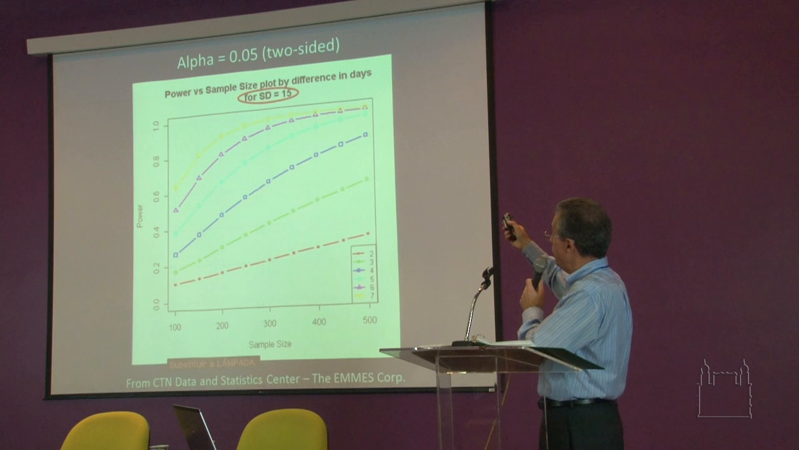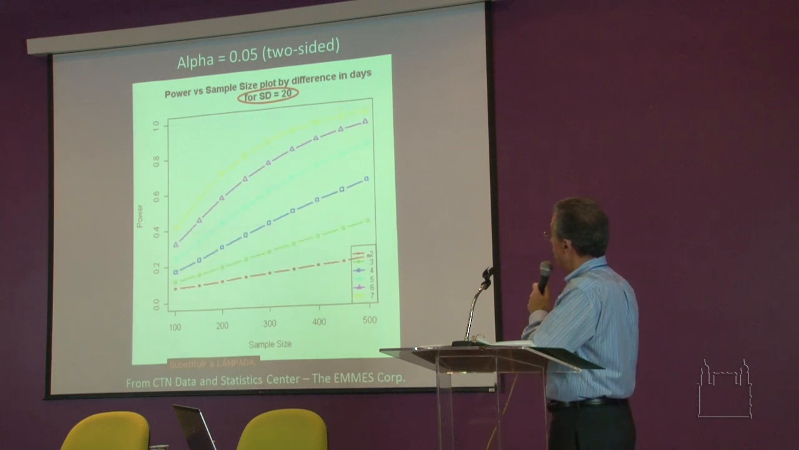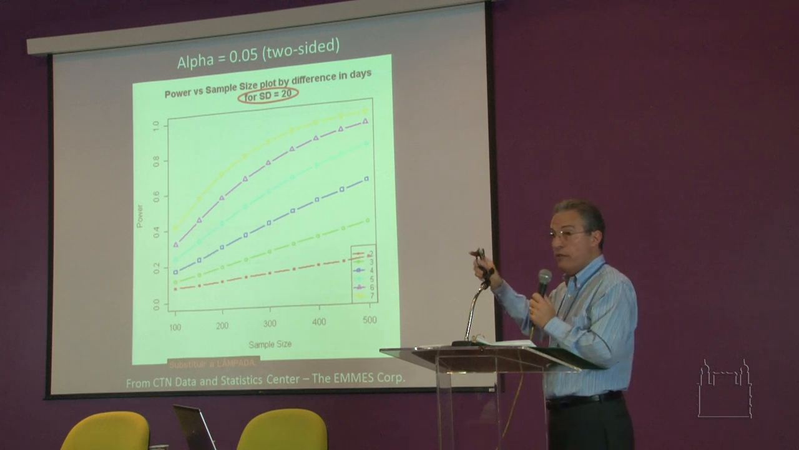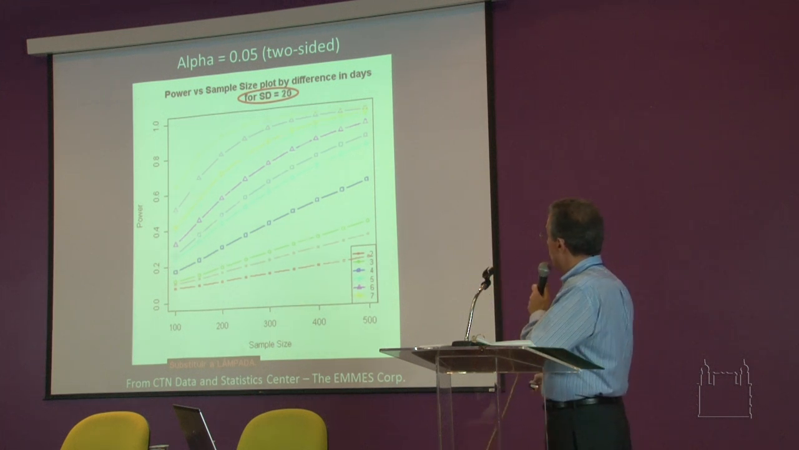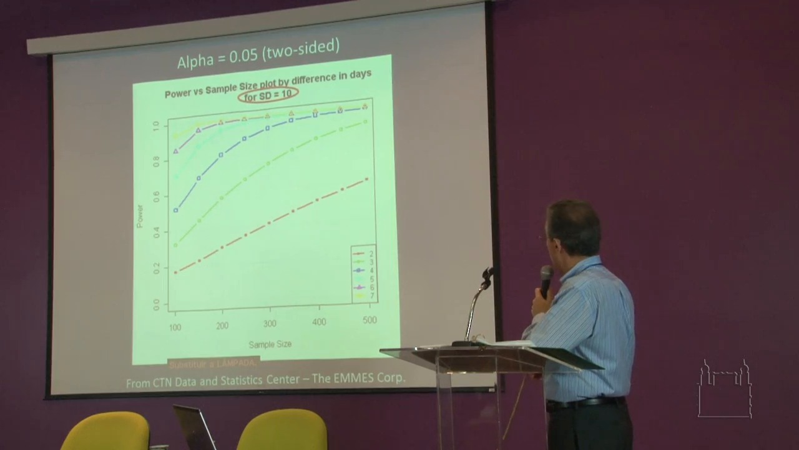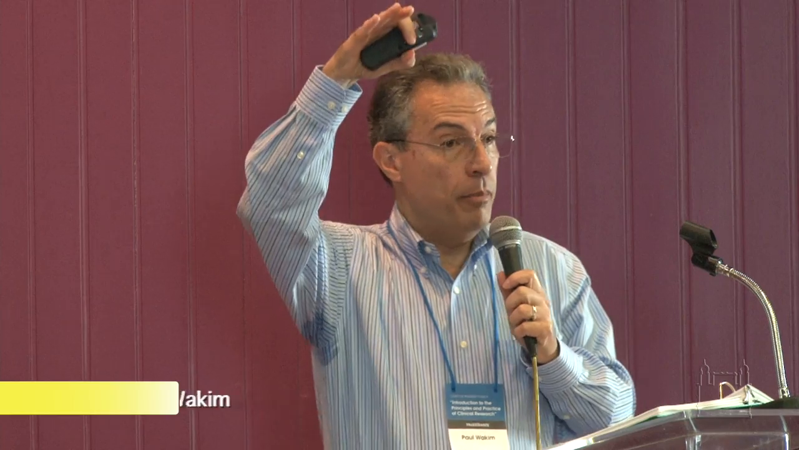And if you increase the standard deviation, you can see that the power goes down. The only difference between these graphs is the standard deviation is going up. We start with 10, and then 15, and then 20. And you see the power is going down. And that's it.